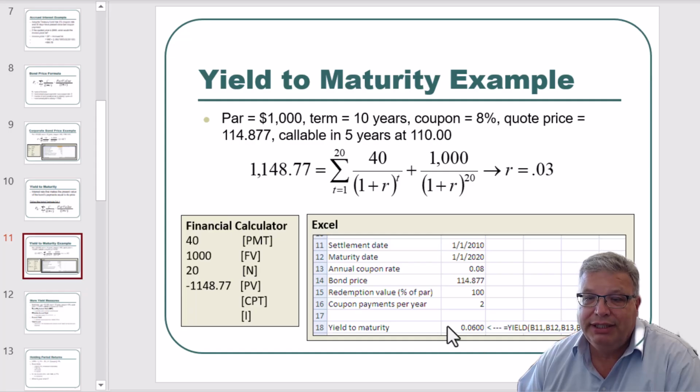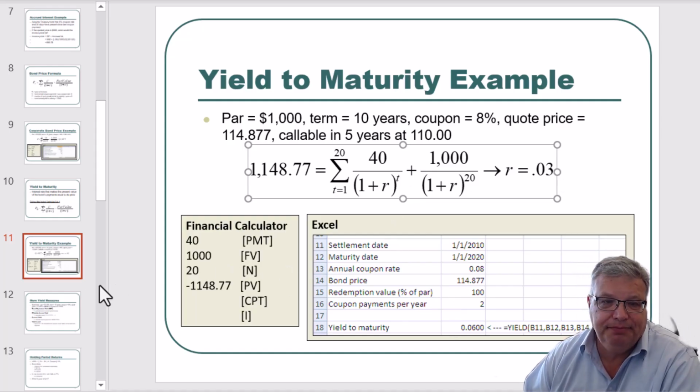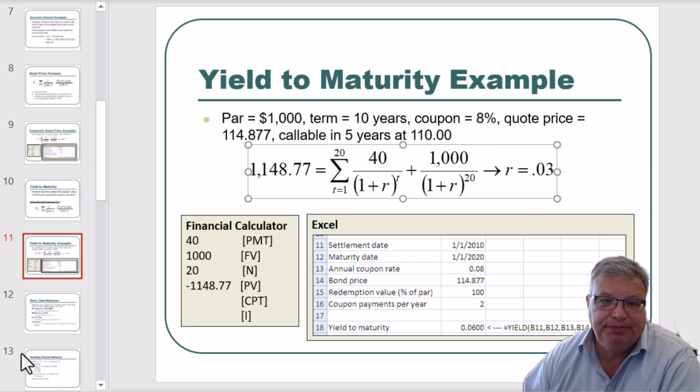Okay, notice it right here, how it shows 6%. And actually in this formula, golly, I should restate that as multiplied by 2. Okay, but the answer is 6%. This is the periodic yield, if you will.